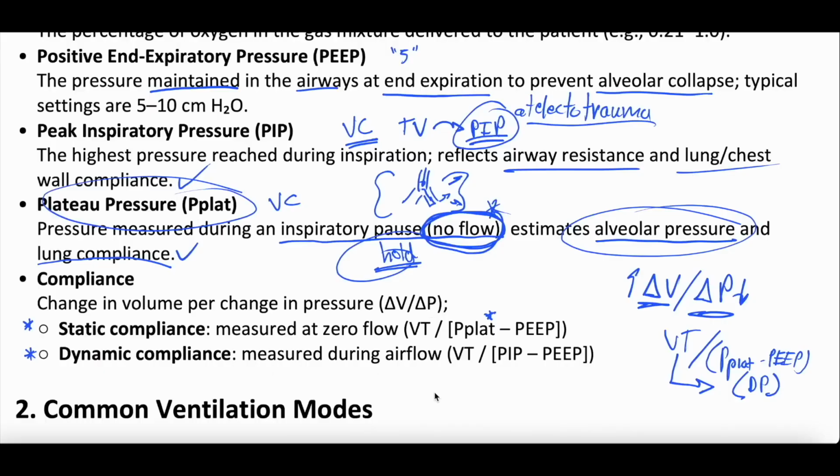Okay. Whereas dynamic compliance is measured during airflow. So instead of the plateau pressure, you take the peak pressure. So that equation is the tidal volume divided by the peak pressure minus the PEEP. But these are more complex equations. The concept is compliance is related to the change in volume divided by the change in pressure. All right, that's a more important equation to remember rather than kind of static and dynamic compliance. That starts to go down the road of complexity there.